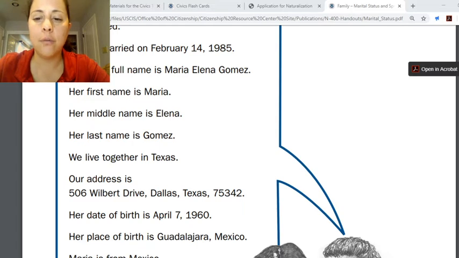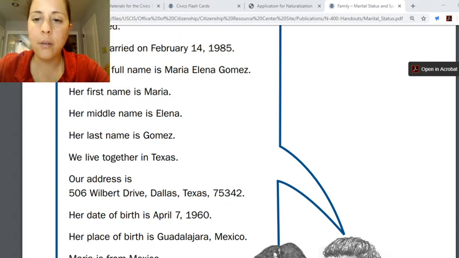Where do they live? Texas. What is their address? Their address is 506 Wilbert Drive, Dallas, Texas, 75342. Our address is 506 Wilbert Drive, Dallas, Texas, 95342.